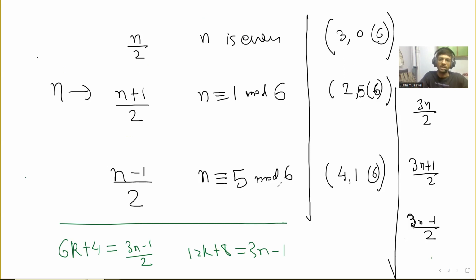N is 5 mod 6. Oh, that's a good question. So you're saying that this is not even a function. Ah, that's the problem. Well, yes, that is a problem. Nice catch.